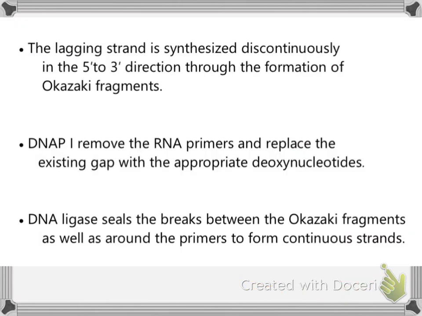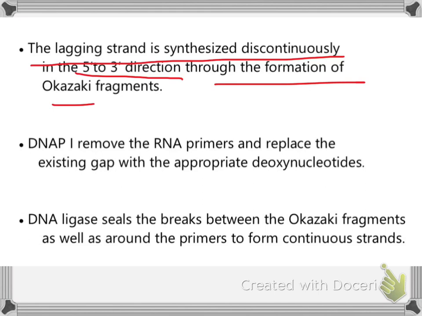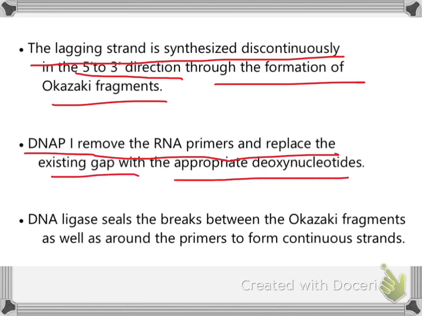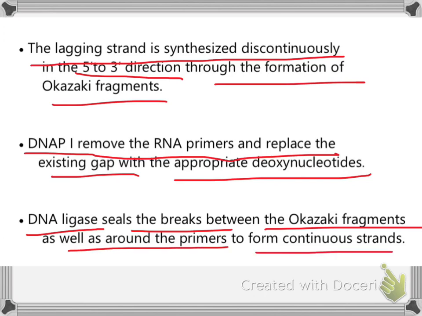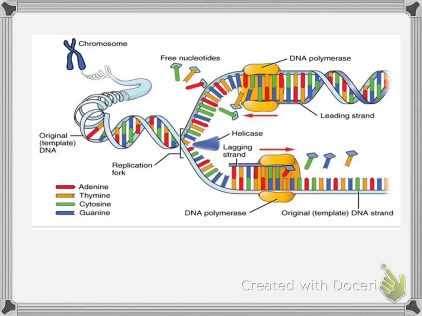Now we can check the points. The lagging strand is synthesized discontinuously in the 5' to 3' direction through the formation of the Okazaki fragments. DNA polymerase 1 removes the RNA primers and replaces the existing gap with the appropriate deoxynucleotides. Then the last one, DNA ligase, seals the breaks between the Okazaki fragments as well as around the primers to form continuous strands.